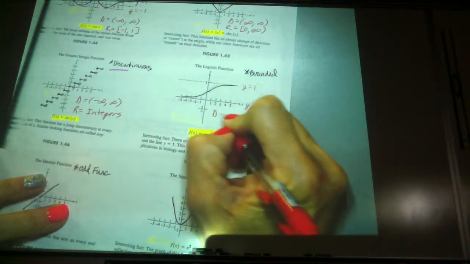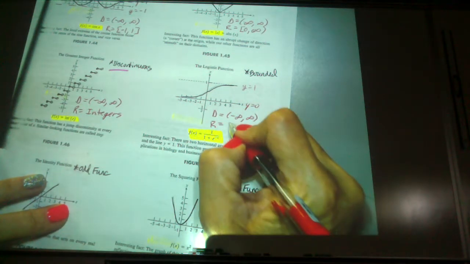So 0 and 1 are not included. Your domain is unrestricted, but your range is restricted from 0 to 1, but not including that, because those are both asymptotes, true asymptotes.